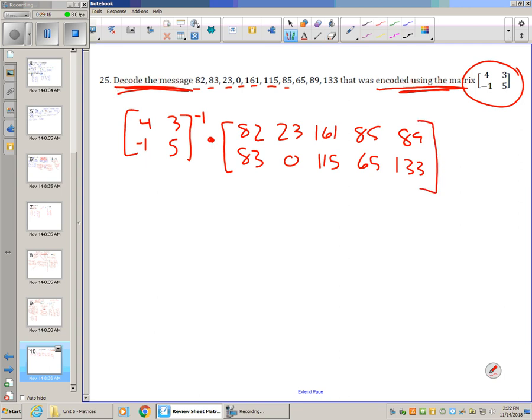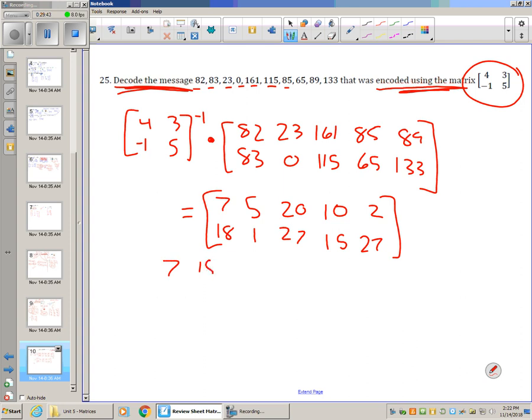If you just multiply that out, how you know you're doing it right is if the matrix comes out with numbers between 1 and 27. Then the matrix can be decoded. And this is what I'm getting when I multiply these two. All numbers between 1 and 27. Now, taking the numbers out in the same order, we get 7, 18, 5, 1, 20, 27, 10, 15, 2, and 27.